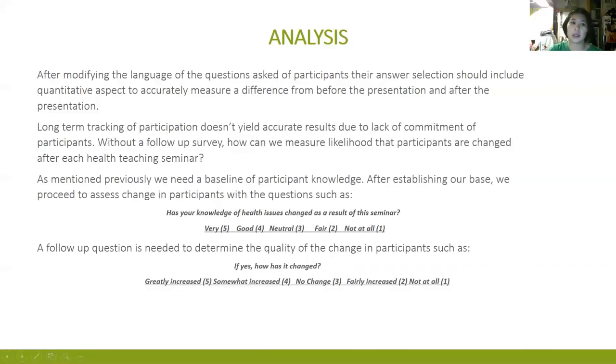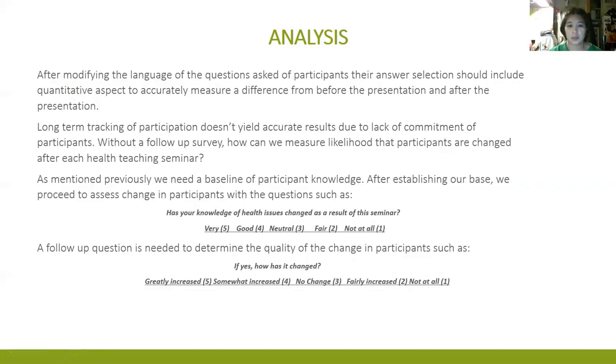One of the drawbacks is that long-term tracking of participation doesn't yield accurate results due to lack of commitment of participants, and without a follow-up survey, we can't really measure the likelihood that participants actually incorporated some kind of change into their lifestyle.